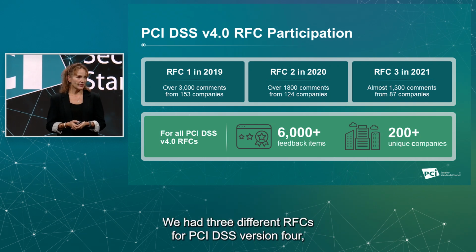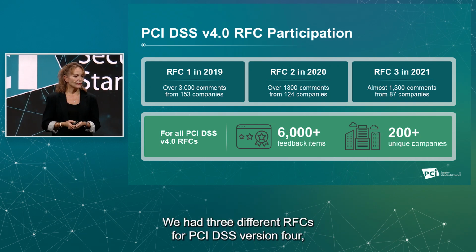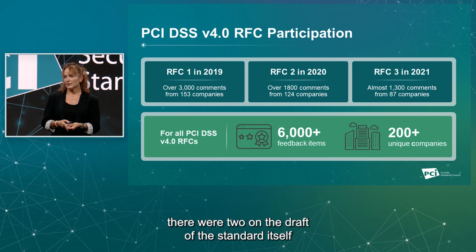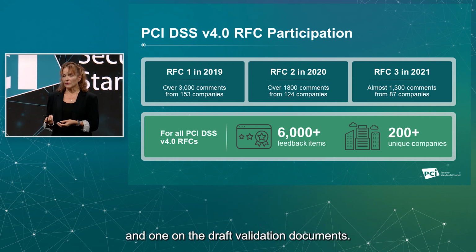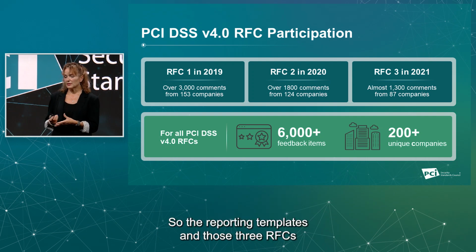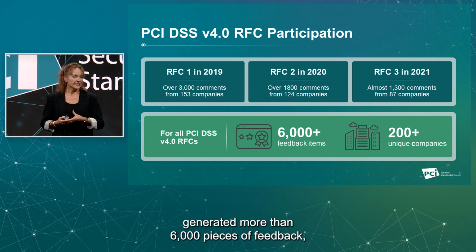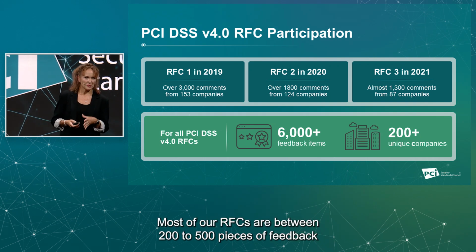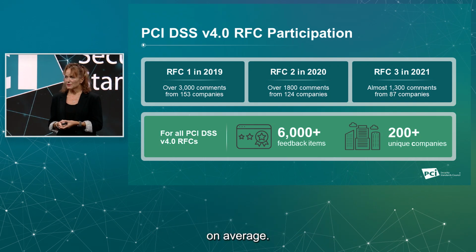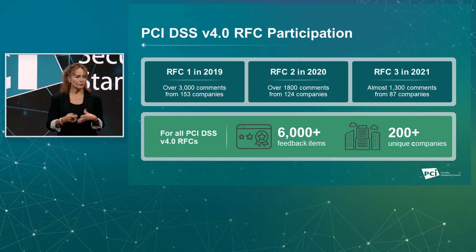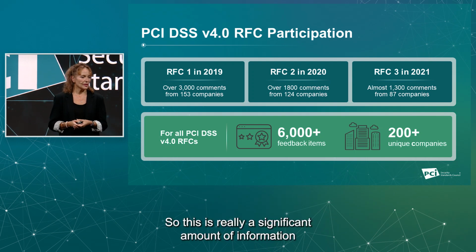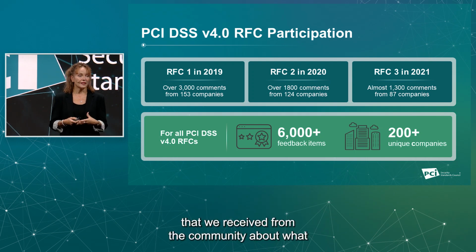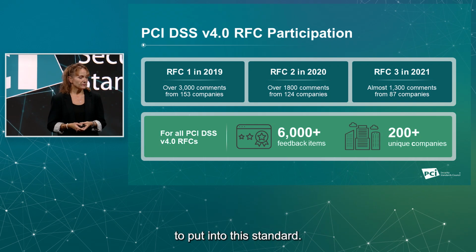We had 3 different RFCs for PCI DSS version 4. There were 2 on the draft of the standard itself and 1 on the draft validation documents, so the reporting templates. And those 3 RFCs generated more than 6,000 pieces of feedback, which is an incredible amount of feedback. Most of our RFCs are between 200 to 500 pieces of feedback on average, so this is really a significant amount of information that we received from the community about what to put into this standard.